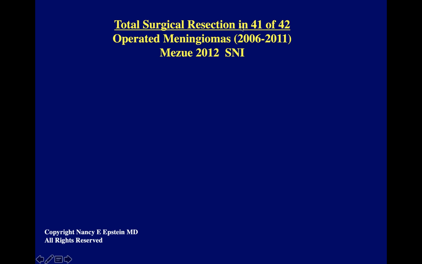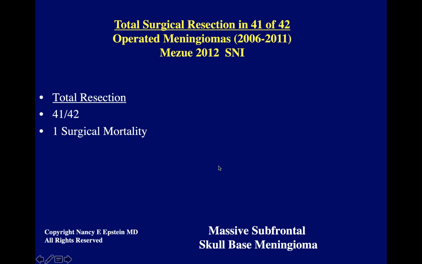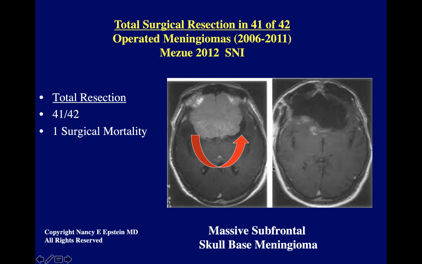Total surgical resection was achieved in 41 of 42 operated meningiomas in this series. There was 1 surgical mortality. And here's an example of a massive subfrontal skull base meningioma seen here on a T1 enhanced study. This one before and that following resection.